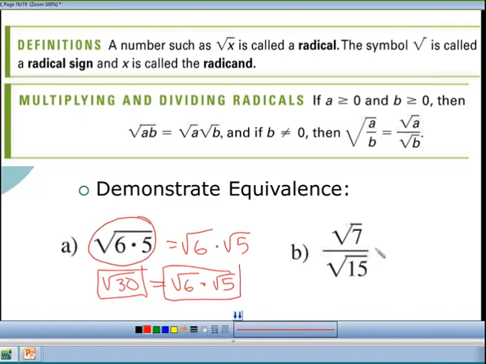And the same thing happens over here. If I take the square root of 7 and divide it by the square root of 15, it would be the same thing as saying the square root of 7 divided by 15. So the point here being that if you actually use your calculator on these, you will get the exact same decimal, and it just demonstrates that this rule is in fact true.